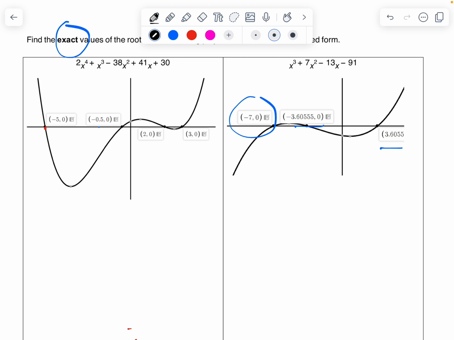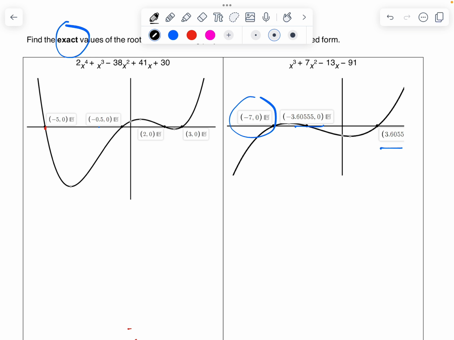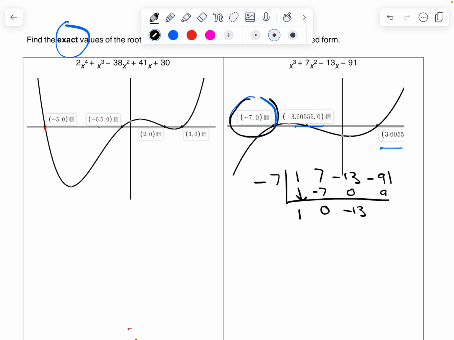Okay, so let's go through this question. We've got that one factor, so that's negative 7. We just use that exact same number when we do the synthetic division. We've got 1, 7, negative 13, negative 91. We're going to bring that one down. That's 1. Multiply it, negative 7. That gets you 0. Multiply it, that gets you 0. Negative 13. Multiply it, positive 91, and 0.